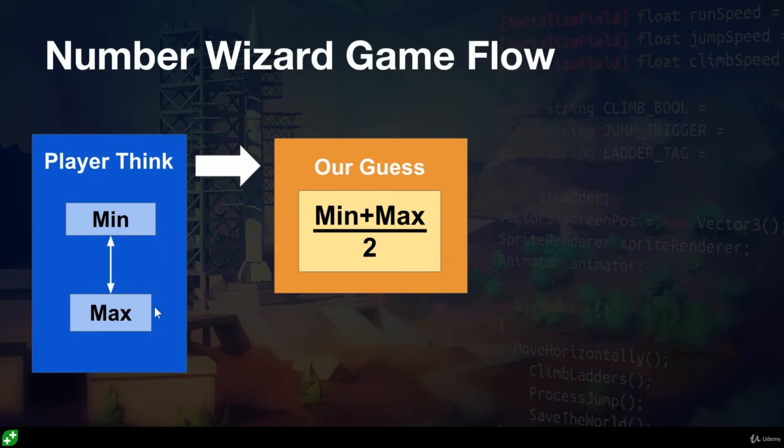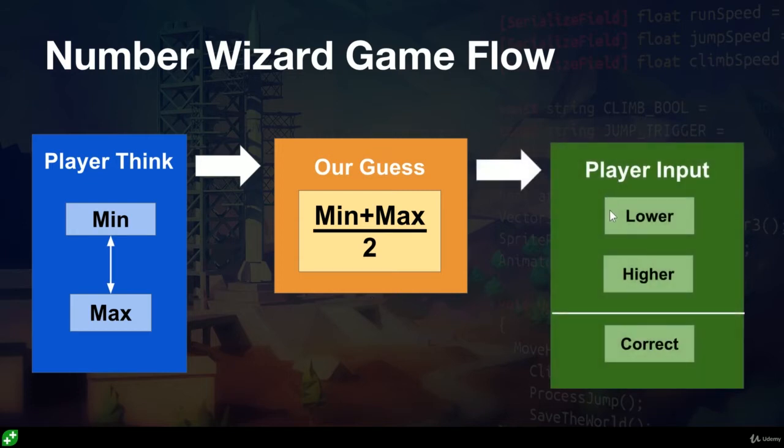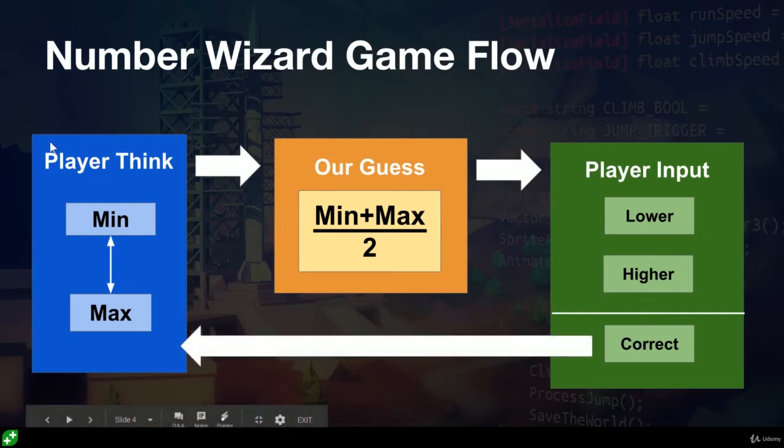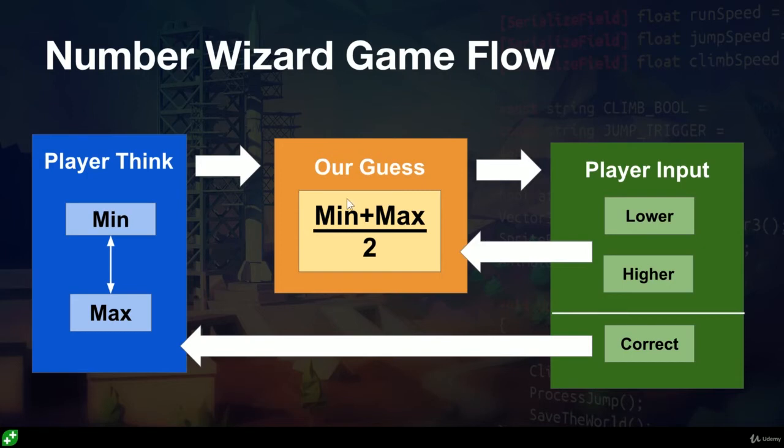So if it's between 1 and 1,000, this will give us 1,001 divided by 2, which is 500. If we round it down, that becomes 500. So that would be our guess. And we ask the player, is your number higher than our number, lower than our number? So I should say lower than, higher than our number, or is it correct? And if the player says it's correct, then we start again. Okay, think of a new number between 1 and 1,000. If the player inputs lower or higher, then we have another guess, and we repeat this loop in here until we get the correct number.